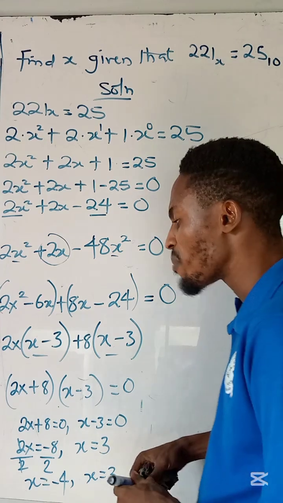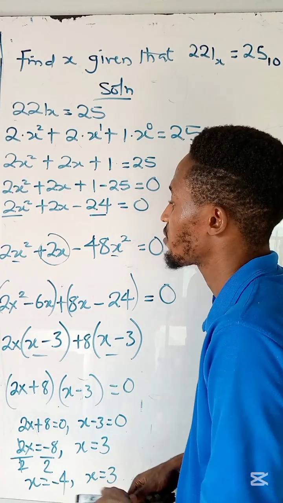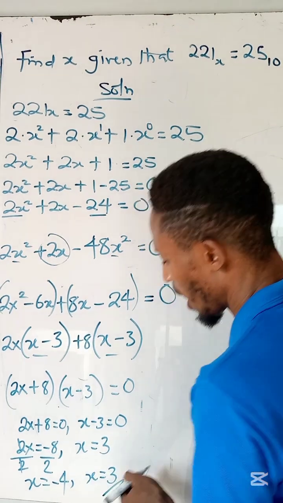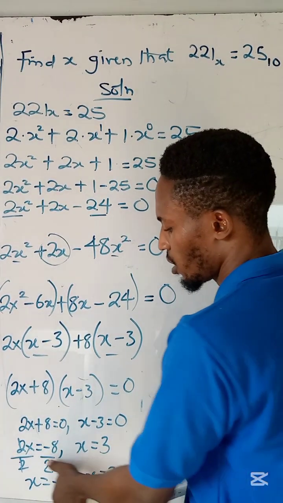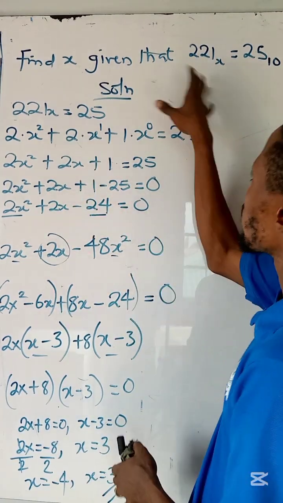But we know that in a number base, the value of the base can never be negative. So therefore, we can only say that x is equal to 3, not equal to minus 4. So this is the solution to this problem.